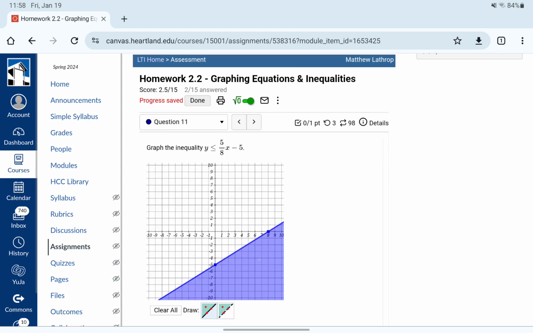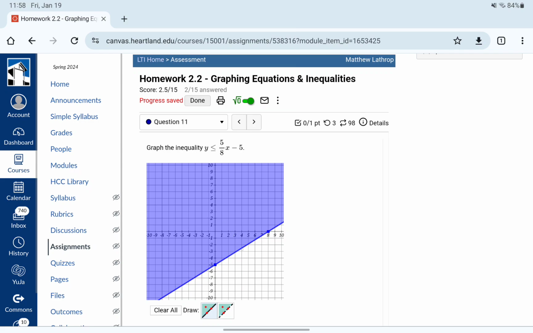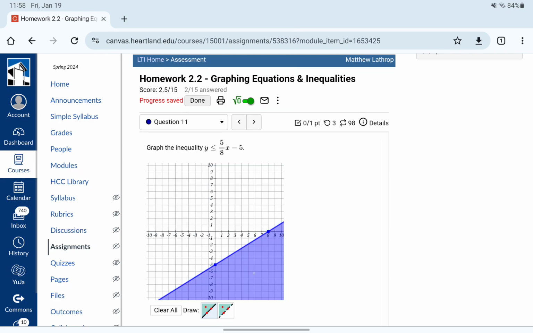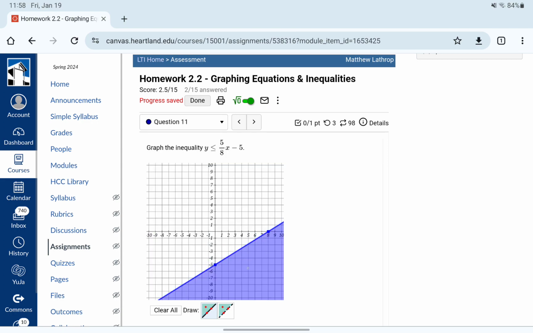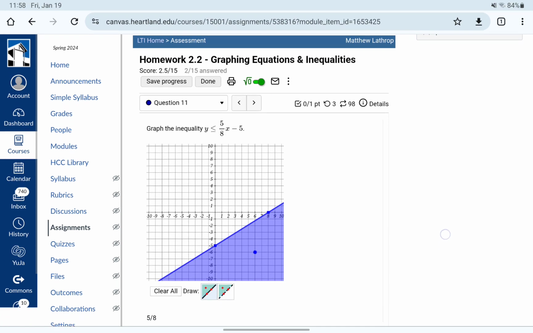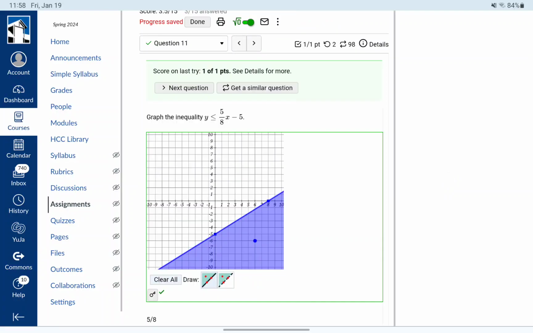And then if you move your mouse or hover over with your finger, you'll start to see the shading changing. What we want to do is either click above or below, depending on which set of points would make this true. Looking at this, if we plugged in (0, 0), we would get 0 is less than -5, which is false. So we would want to shade that area below and see that we get that question right.